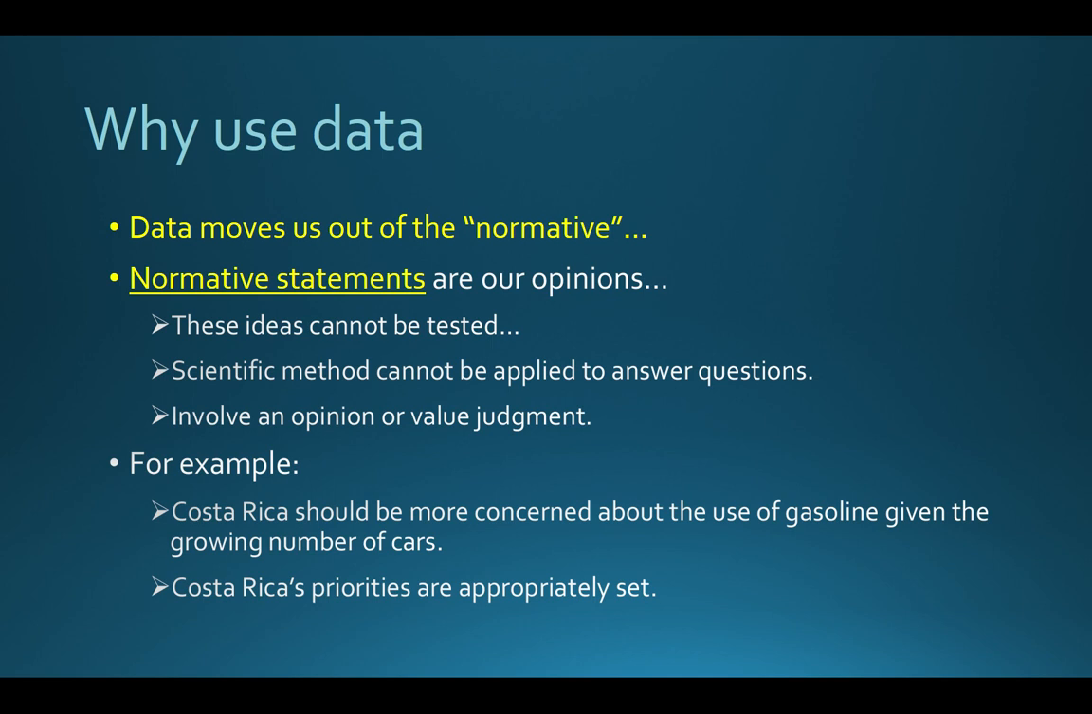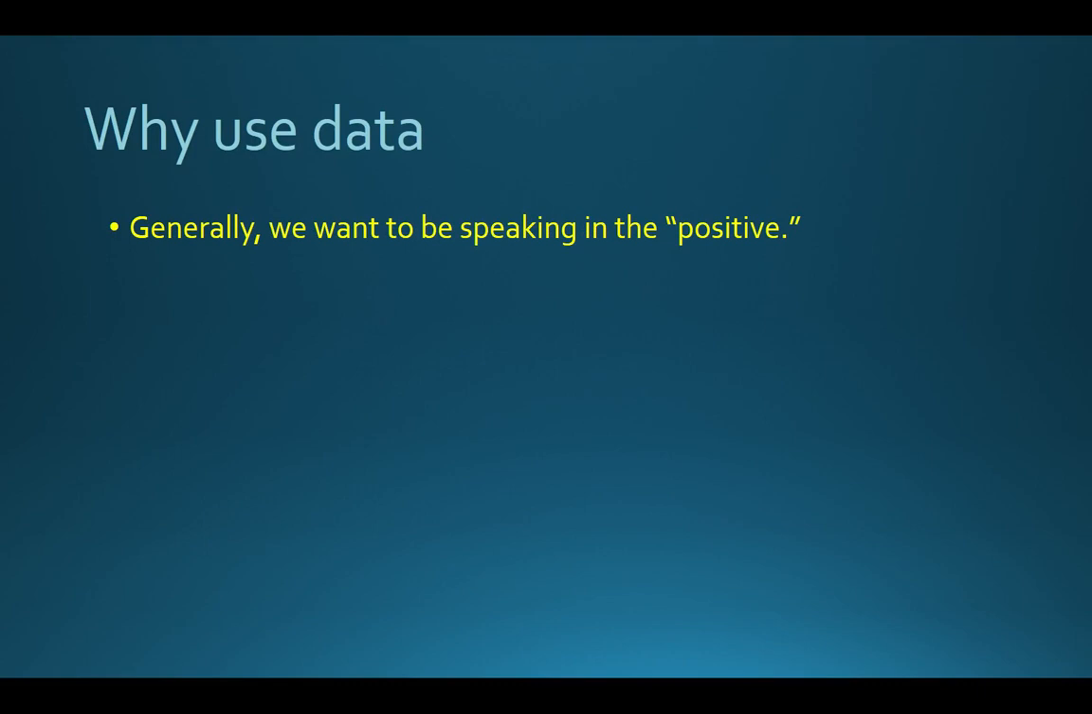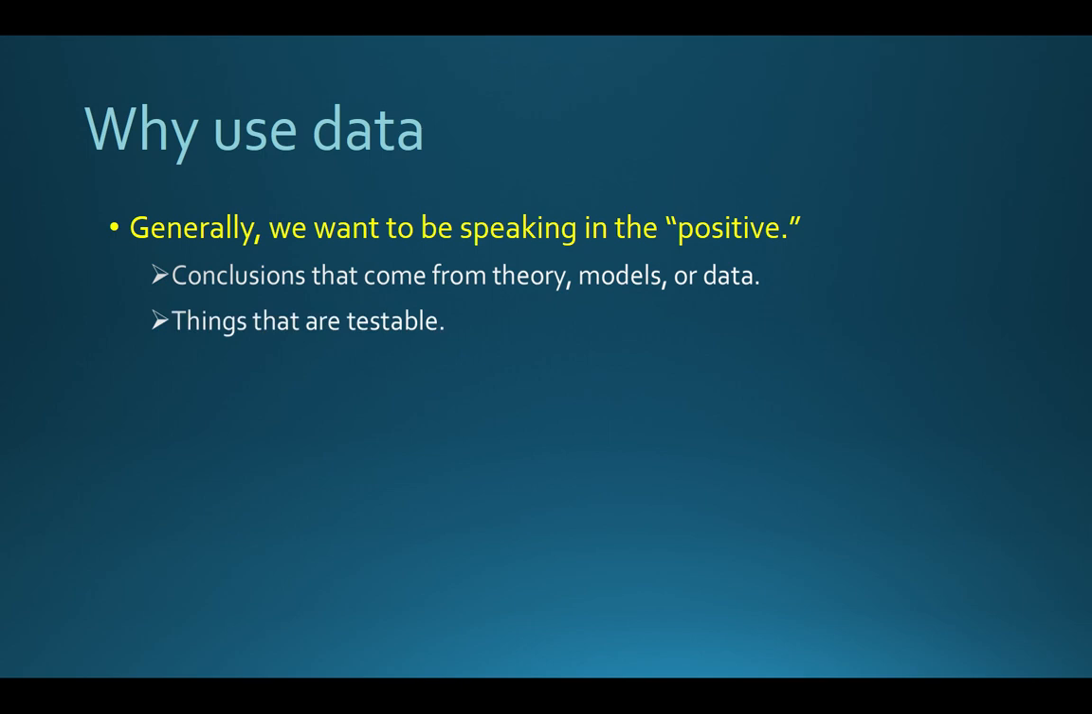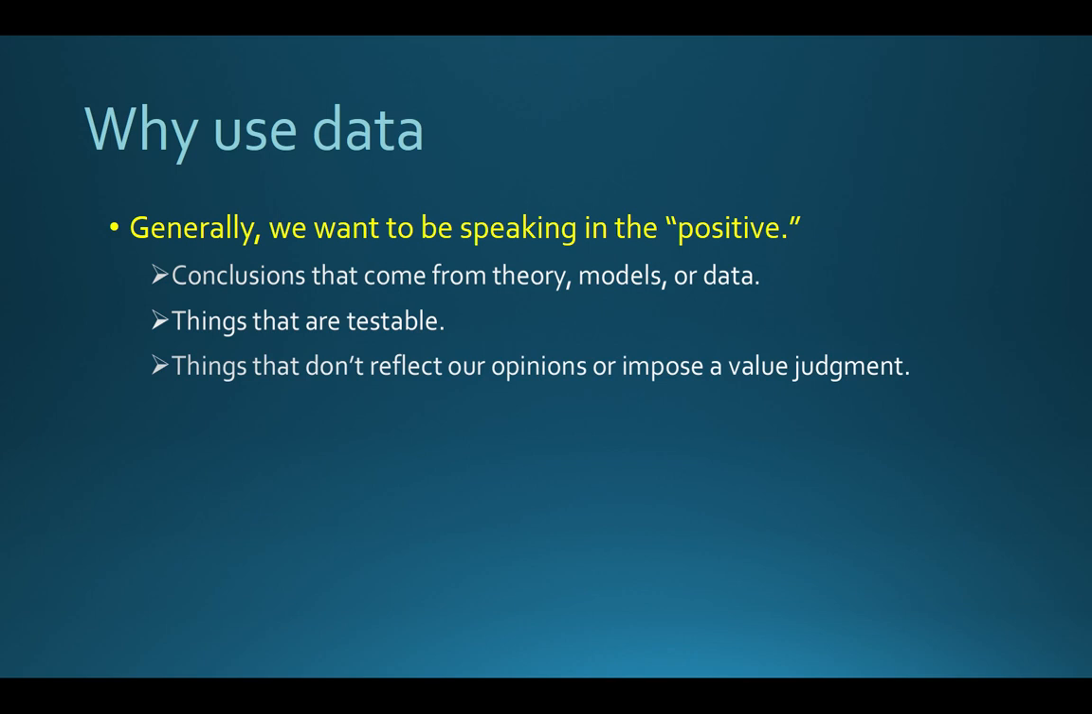I can use data to try to confirm it and back it up, but as written, this is just an opinion statement. Generally, we want to be speaking in the positive. Now, not all the time. Sometimes you're asked for an opinion. But in economics, generally, we're thinking about things in the positive. In other words, we want conclusions that come from theory or models or data. Because if we have conclusions that come from economic theory or economic models that we use in our classes or from data, well, then these things become testable, right? And when they're testable, then they don't reflect our opinions and they're not imposing a value judgment.